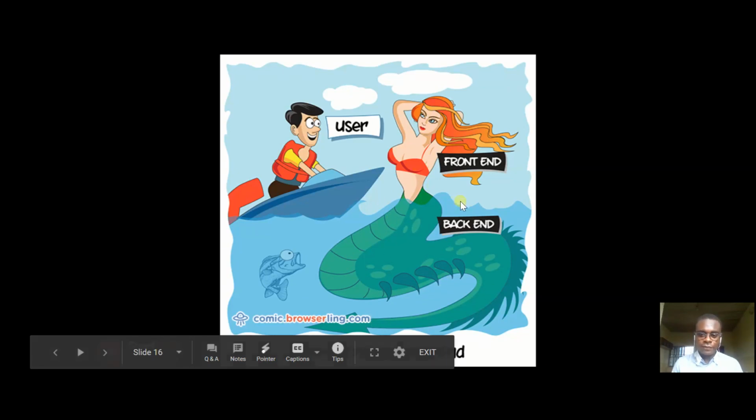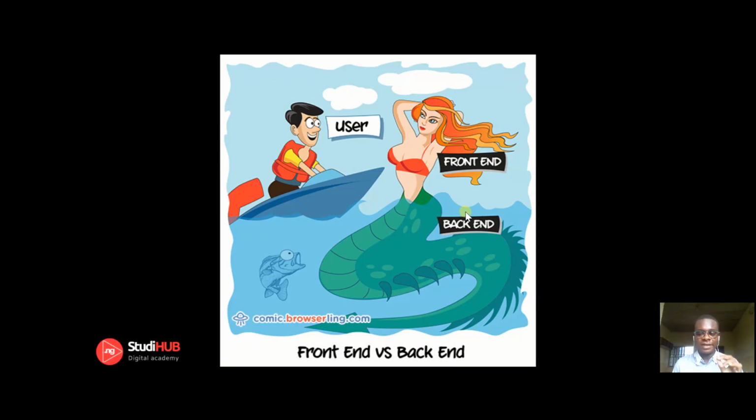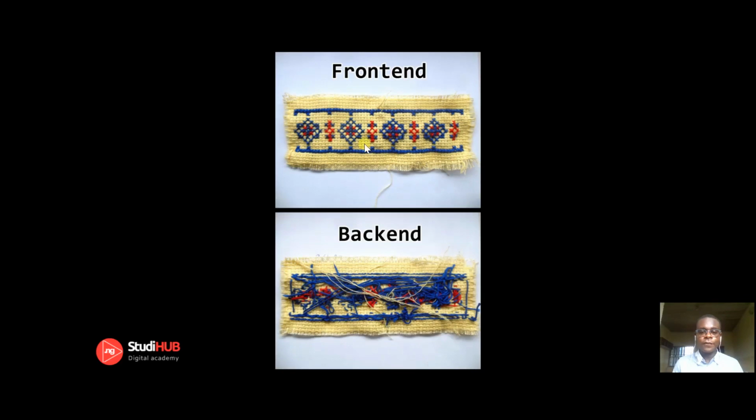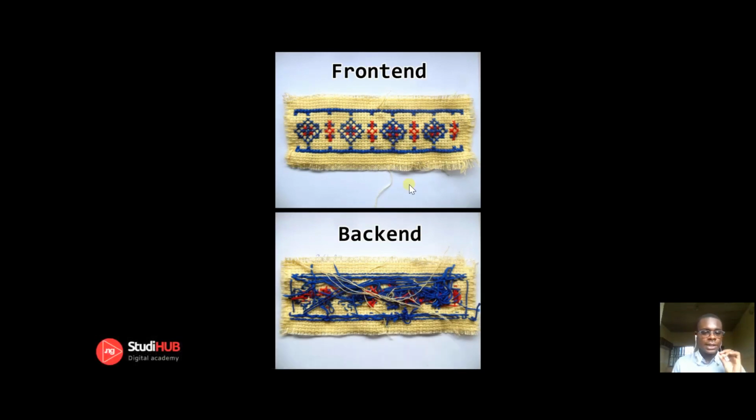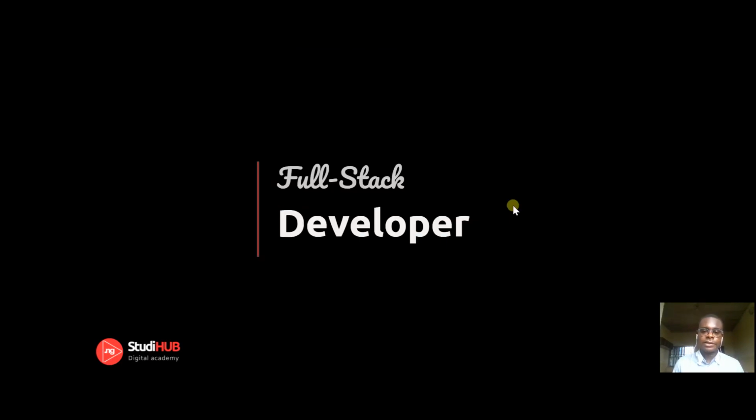So this is just the front end. Although it's not a perfect description, it throws some light. Then we have this again. The front end is what we see, and the back end is the thing that makes what we see work. So that's how important back end developers are. Now we'll talk about full stack developers.